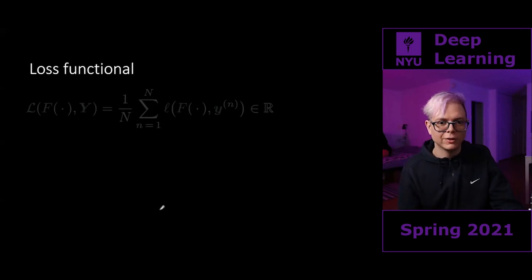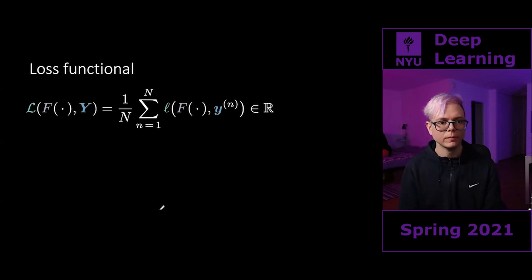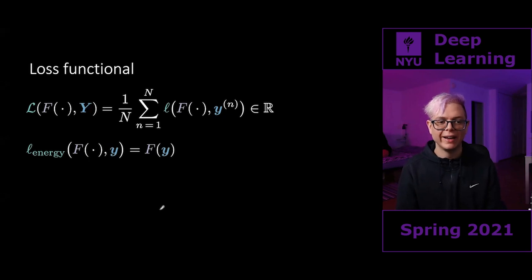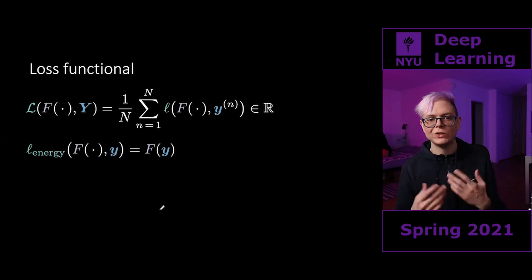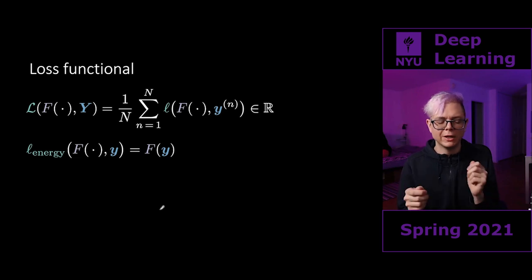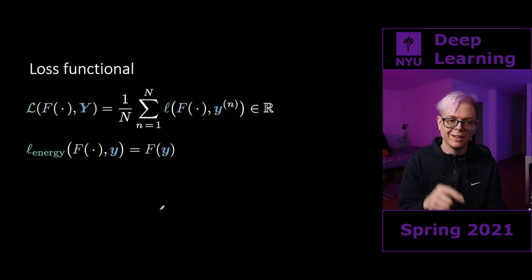If you have an item that gives you a scalar given a function, it's called a functional. Just naming convention. So we have this curly L, which is a functional of the function F, free energy, and the Y, which are my observations. It's simply the average over all my observed Ys of these per-sample loss functionals, and it's a scalar value. We already saw this in practicum number two. So the easiest way to have a loss functional is the energy loss functional: given the energy function and the observation, my loss functional is simply the free energy at that location. Big deal, right?